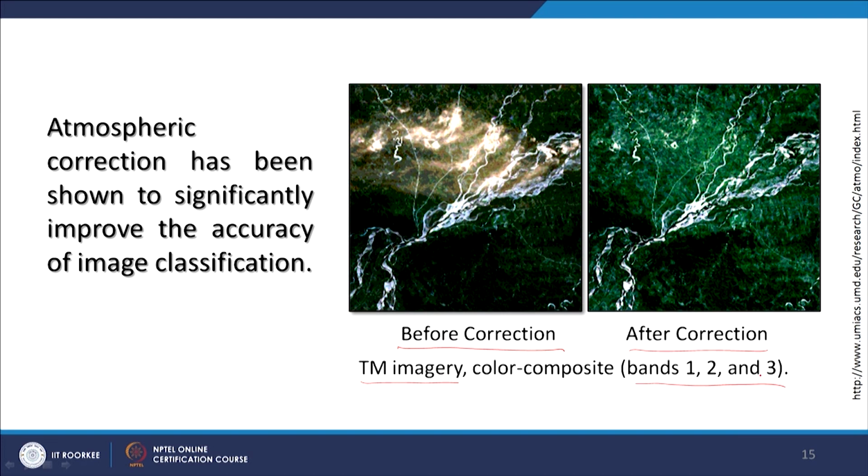So, 3 bands 1, 2, 3 have been used in the RGB scheme, and what you see is that mainly in the top central part, you are seeing effects of atmosphere, maybe because of thin clouds and others, and that effect or distortion has been minimized in the right side image. So, atmospheric correction has shown significant improvement in the accuracy or visible interpretation of that satellite image.